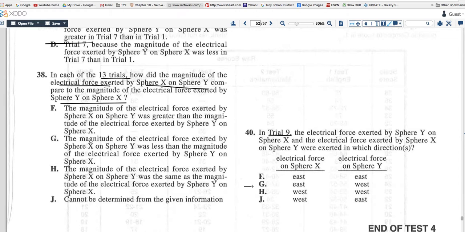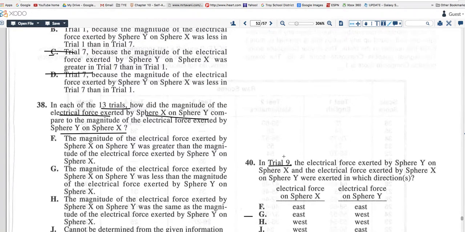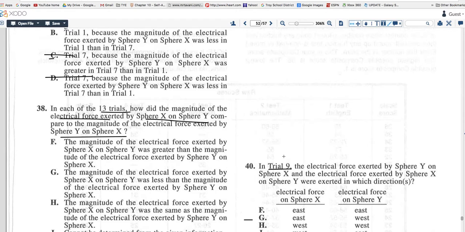Again, the whole passage was based off the idea. Do you know when you have two positives, they repel in opposite directions? When you have two of them, they shoot out away from each other. That's when you put two magnets together, they shoot apart.